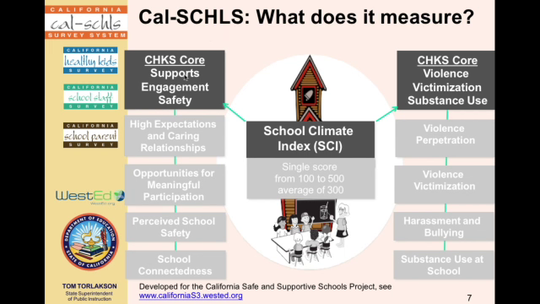And then if we look at the top left, another core measure, we're looking at supports, engagement, and safety. And so some of the questions on the California Healthy Kids survey specifically ask students if they agree or strongly agree or disagree with having high expectations at school and caring relationships. Are there opportunities for meaningful participation? What is their perceived sense of school safety? And then do they feel connected? So school connectedness. And there's quite a bit of research out there that shows that the higher students feel connected to school, that correlates with higher rates of academic achievement.